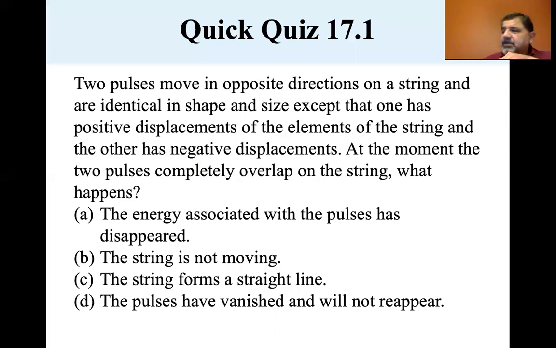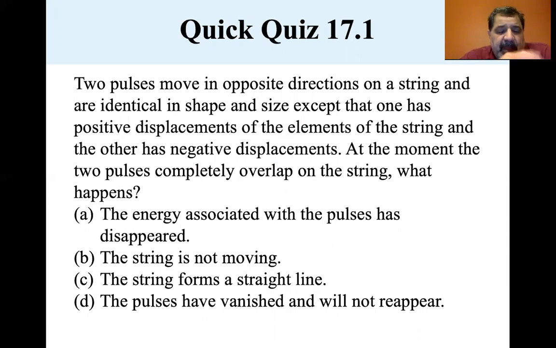Okay, two pulses move in opposite directions on the string, and are identical in shape and size, except that one has positive displacements of the elements of the string and the other has negative displacements. At the moment the two pulses completely overlap on the string, what happens?